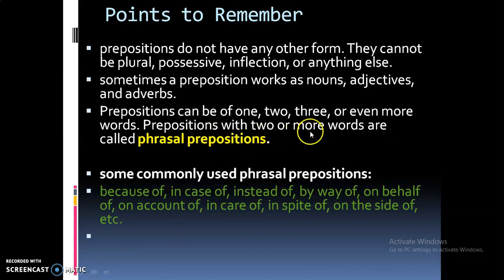Prepositions with 2 or more words are called phrasal prepositions. So what are phrasal prepositions? Prepositions with 2, 3 or even more words are called phrasal prepositions. Some commonly used phrasal prepositions are because of, in case of, instead of. Here, "because of" has 2 words. "In case of" has 3 words. "Instead of" again has 2 words.